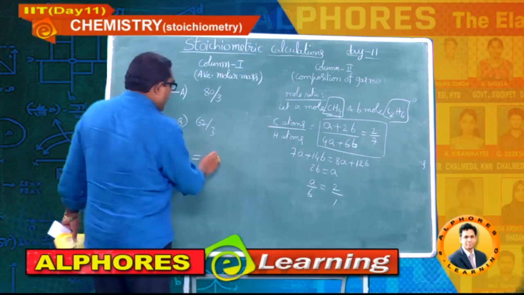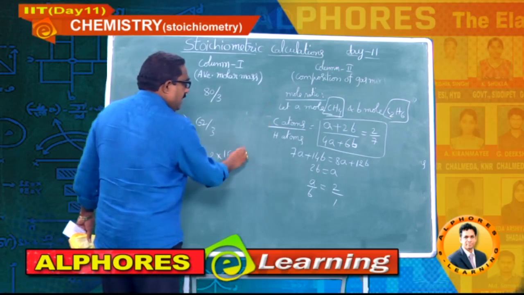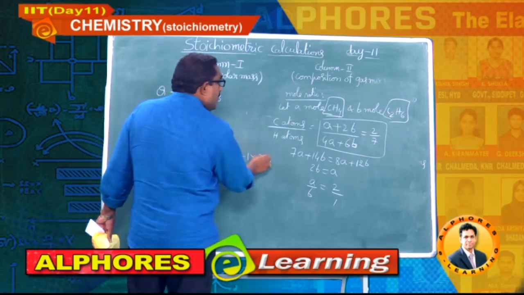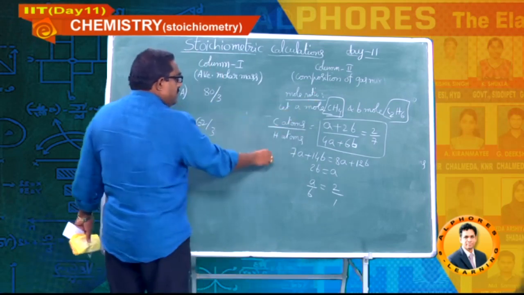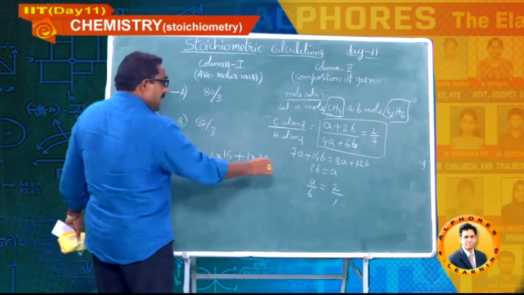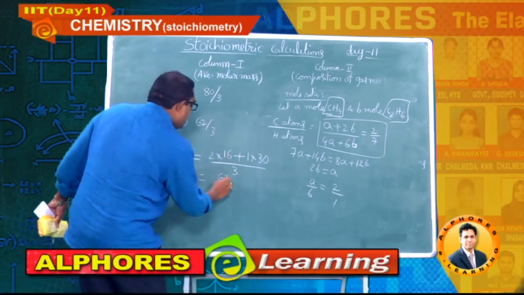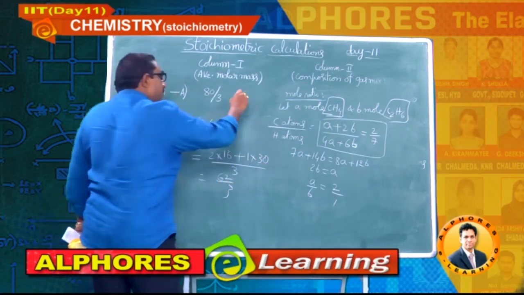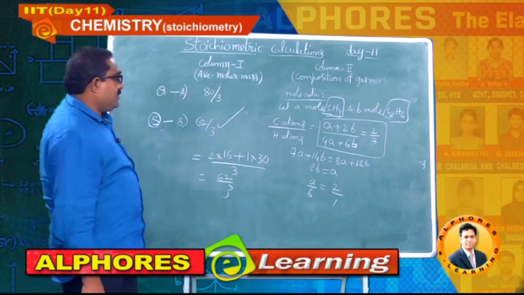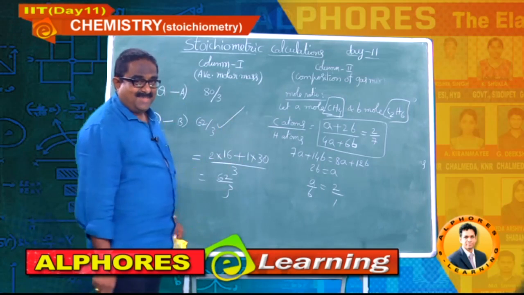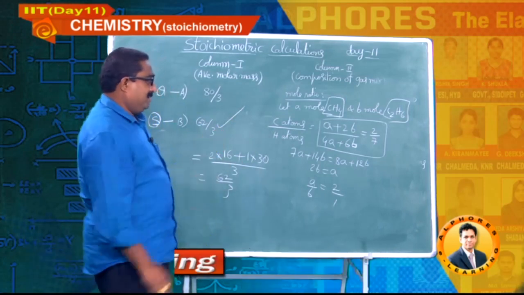A moles means methane, 2 into 16, plus B moles means ethane, 1 into ethane molar mass, 2 12 24 plus 6 30, divided by 2 plus 1 3, 32 plus 30 62/3. Yes, now you can come to a conclusion that definitely B is matched with yes. Please note it down. It's a very important approach.